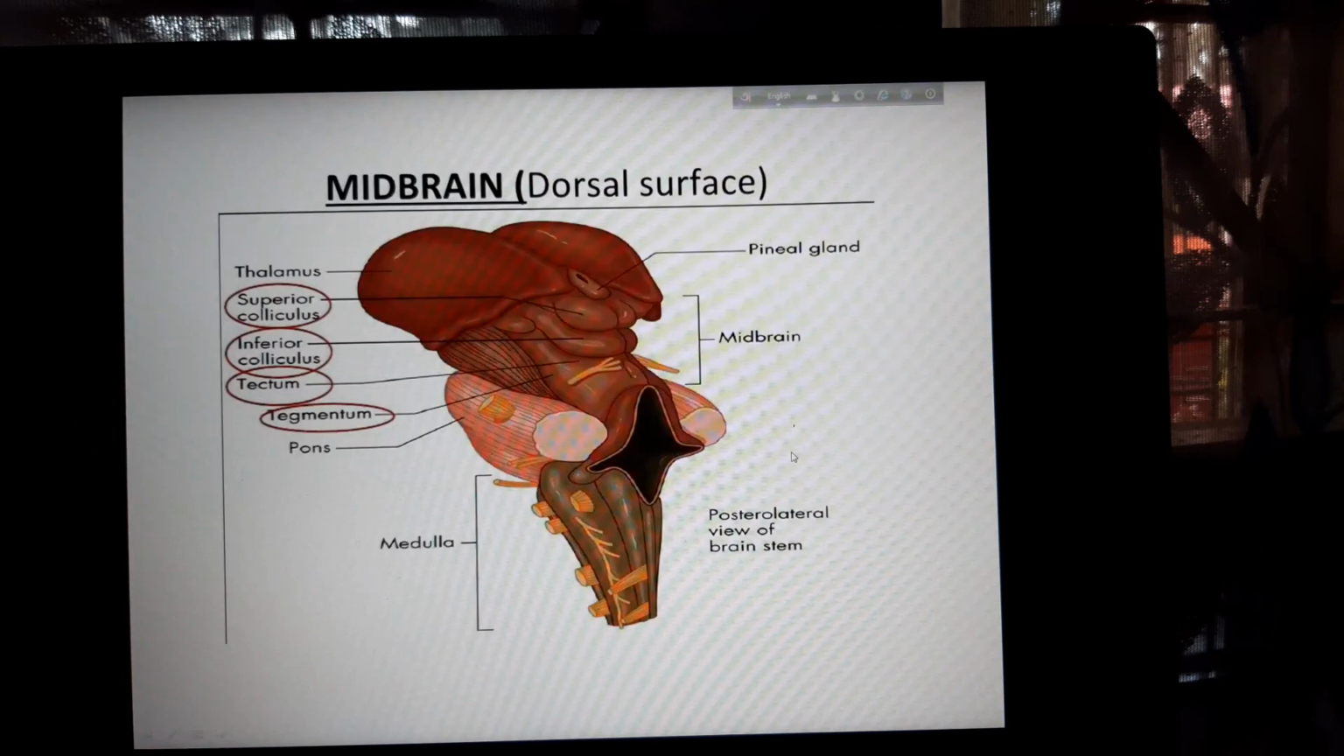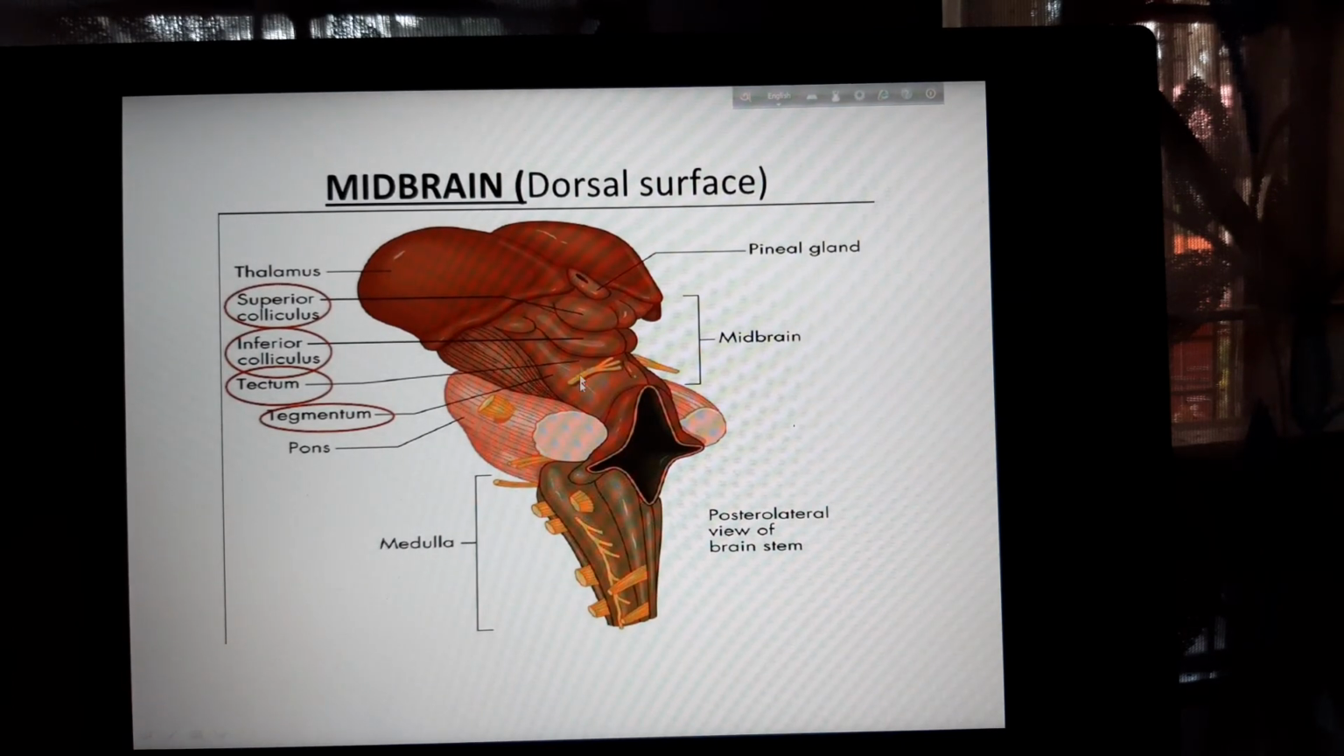Next is the mesencephalon. This is the mesencephalon. It is actually a connector. It consists of thick nerve. This is a connector of the forebrain and hindbrain. This is the hindbrain, this is the midbrain and this is the forebrain. It is a relatively small part of the brain.